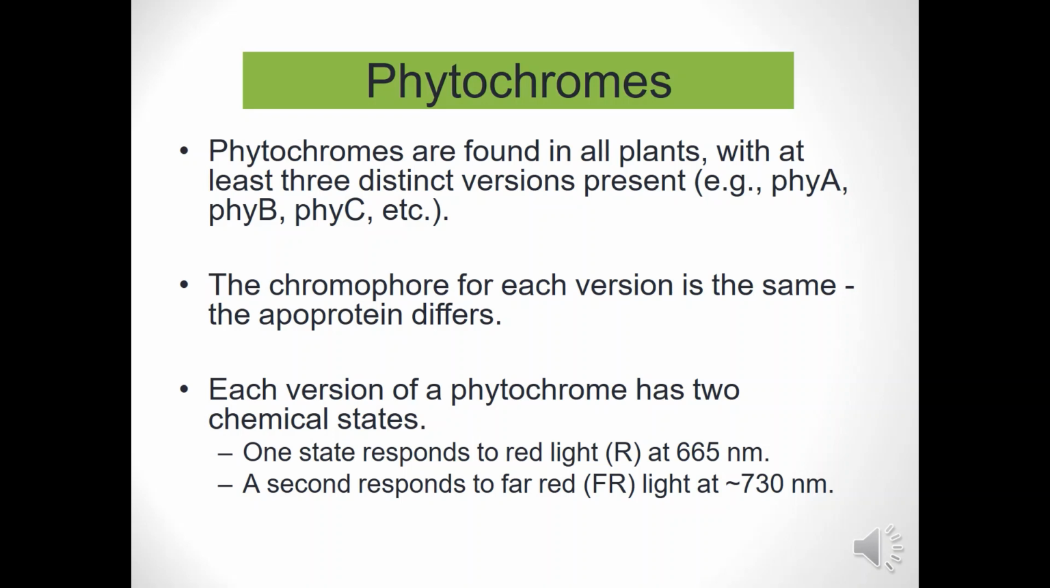However, for A to C, this version of the phytochrome has two chemical states: first, it responds to the red light at 665 nanometers, and second, it responds to the far red light at 730 nanometers. Okay, for this slide, the most important part that you need to really understand is the phytochromes' response to red light and far red light.